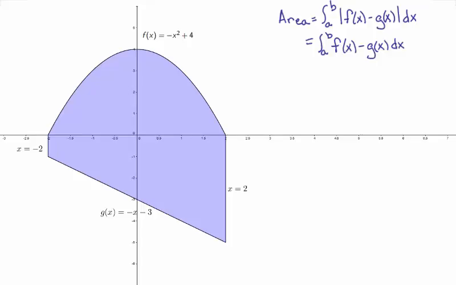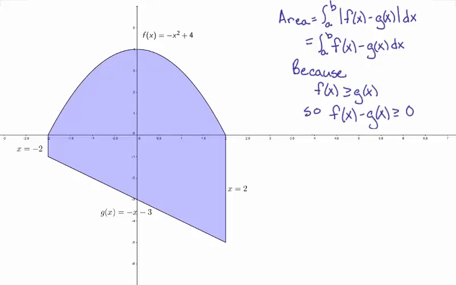We can drop the absolute values because the top boundary minus the bottom boundary is positive. That's because f of x is greater than g of x. Solving for 0 shows that f of x minus g of x is positive.